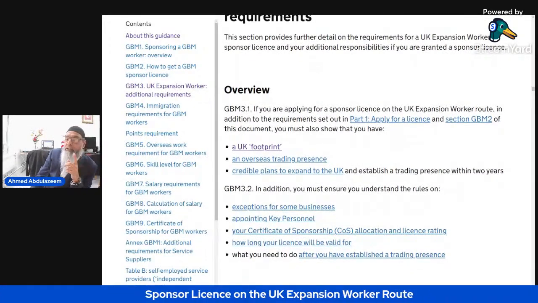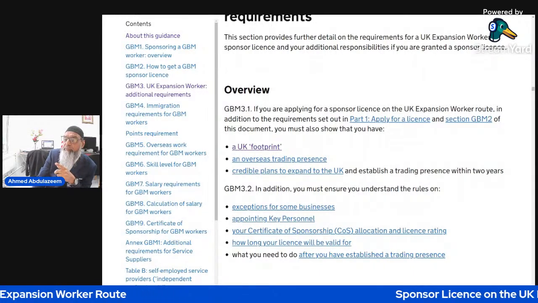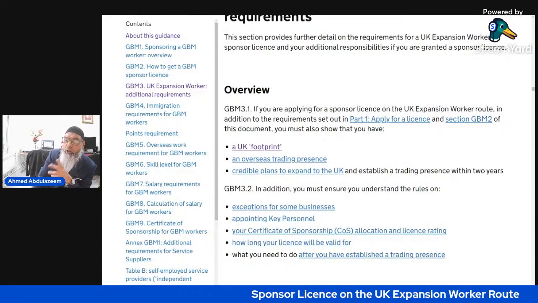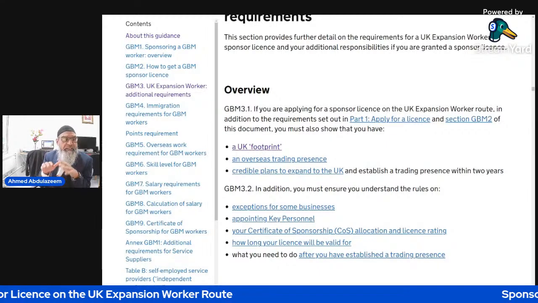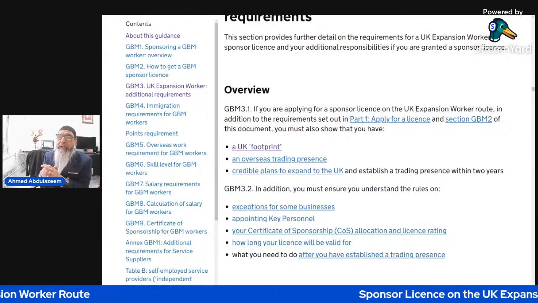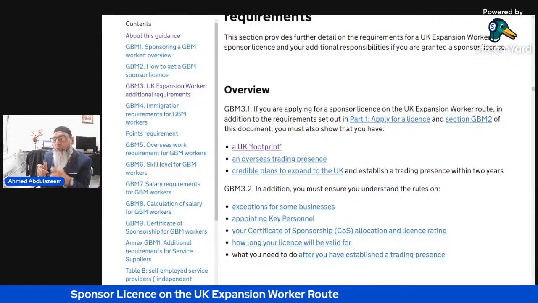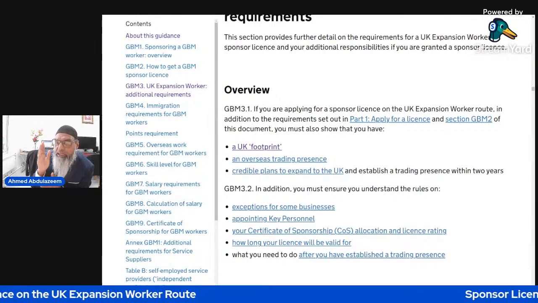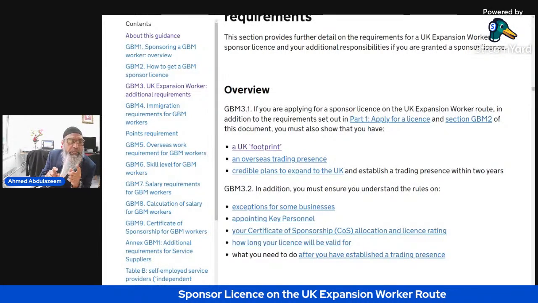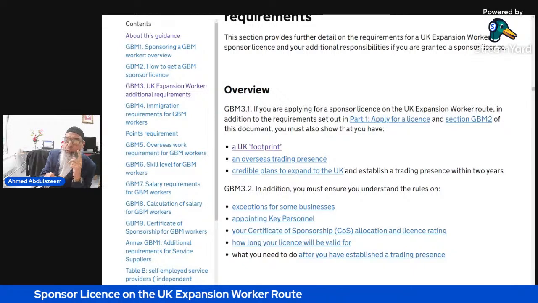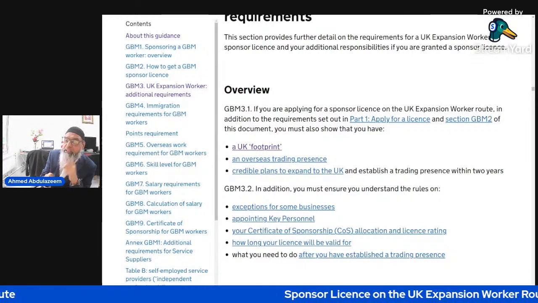If you are applying for a sponsor license on the UK expansion worker route, in addition to the requirements set out in Part 1, apply for a license, and Section GBM2 of this document, you must also show that you have... But in this session we will limit ourselves to only those additional requirements applicable to the UK expansion worker. So, what are the additional requirements? Number one, you must show that you have a UK footprint. Number two, you have an overseas trading presence. And number three, you have credible plans to expand to the UK.